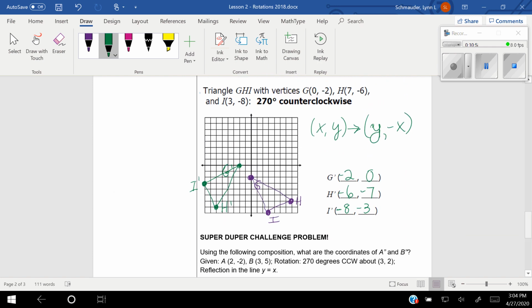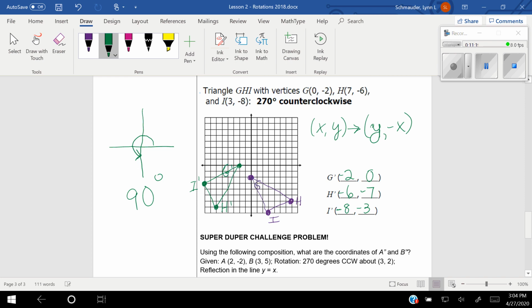Okay, the next one, 270 degrees counterclockwise. So if I look at that, here's 90 degrees, right? Here's 180, here's 270. That's 270 counterclockwise. What would that be in the clockwise direction? That'd be 90 degrees clockwise, right?